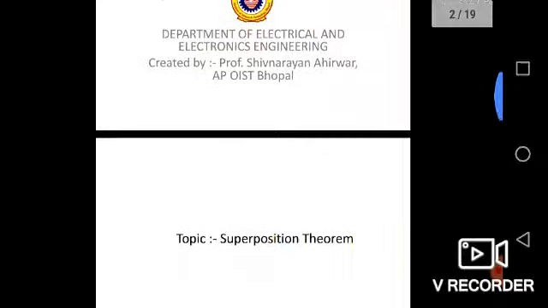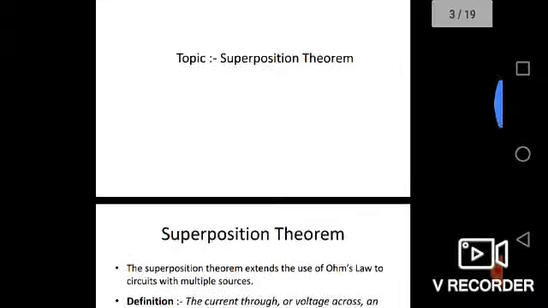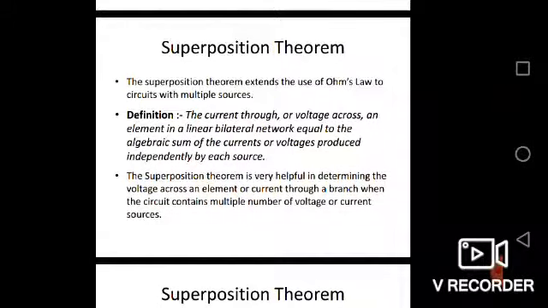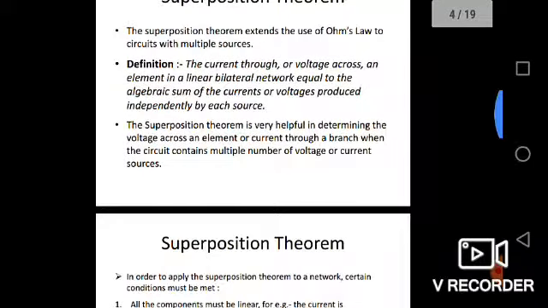Today I am delivering a lecture on superposition theorem. The superposition theorem extends the use of Ohm's law to circuits with multiple sources. The definition is: the current through or voltage across an element in a linear bilateral network is equal to the algebraic sum of the current or voltage produced independently by each source.